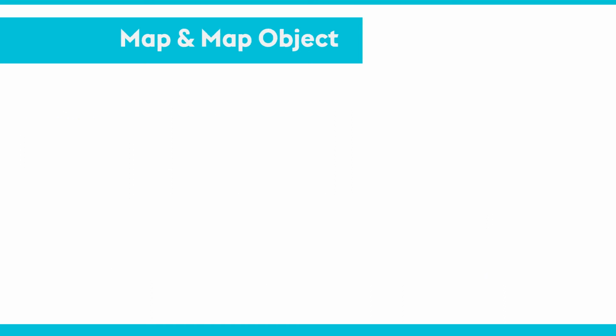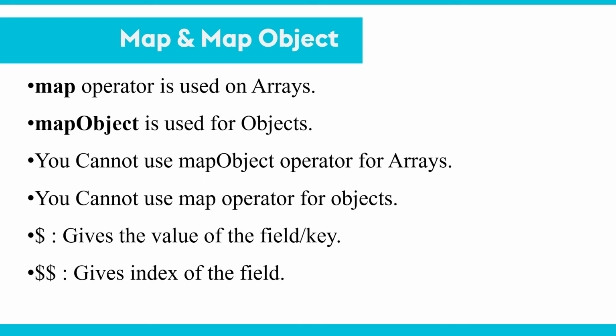Now comes map and map object. The map operator is always used to access arrays inside your DataWeave, and map object is used for objects. You cannot use map object for arrays, and vice versa, you cannot use map for objects. Dollar gives the value of the field, or the key, and dollar dollar gives the index of the field. So this is just revision. You already know the concepts.